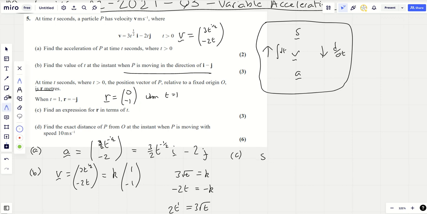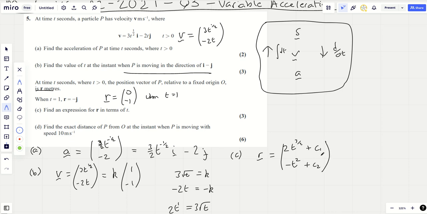And so I'll write it down as r because they defined r to be the position vector. So r equals, okay, let's integrate this then. We're going to increase the power by 1, then divide by the new power. The new power is 1.5, and 3 divided by 1.5 is 2, plus a constant c1.